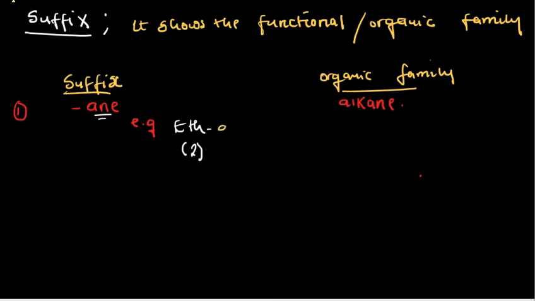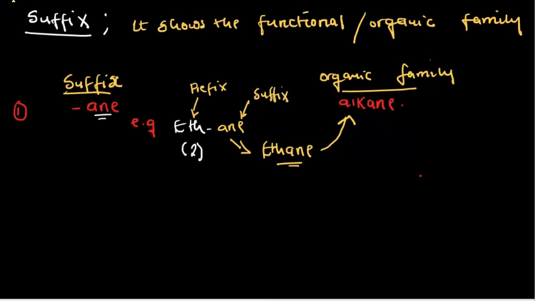So if we add A-N-E, this full name now will be called what? Ethane. Now, this ethane, because it is ending with A-N-E, it is under the family of what? Alkanes. What we have here is the prefix, the beginning of the name, and this is now the ending, which is the suffix. So that is ethane.